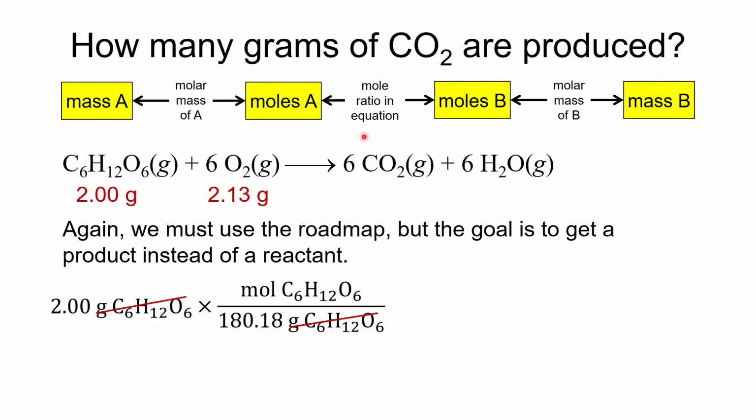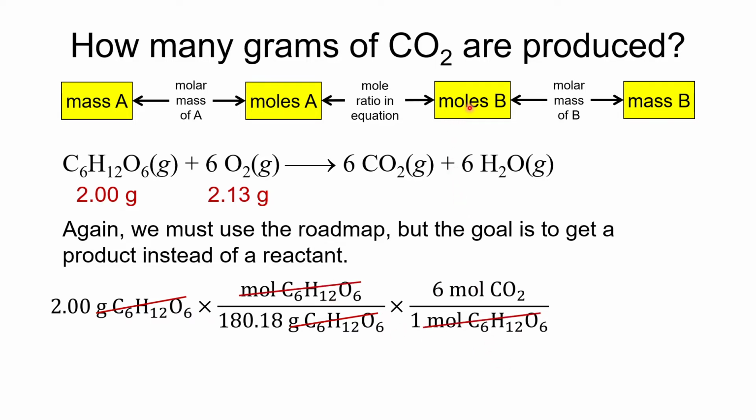Next, moles to moles ratio. The ratio here is the ratio of these coefficients in the balanced equation. So 6 moles of carbon dioxide for every 1 mole of glucose. Now, I'm going to warn you, it's not always going to be 6. We'll have other reactions where we have different coefficients. So we have a 6-to-1 ratio here. Moles of glucose cancels out.